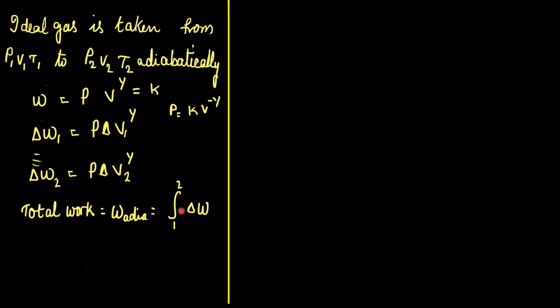Substituting for work done, it becomes integrating P delta V raised to gamma, limit 1 to 2, that is initial to final, for work done here, which is again equal to integrating kV raised to negative gamma dV raised to gamma. From where these expressions came, we have substituted for P. P is equal to kV raised to negative gamma multiplied by delta V raised to gamma. I hope it is clear.